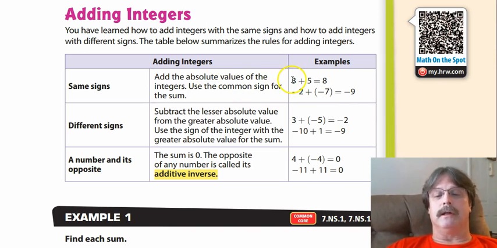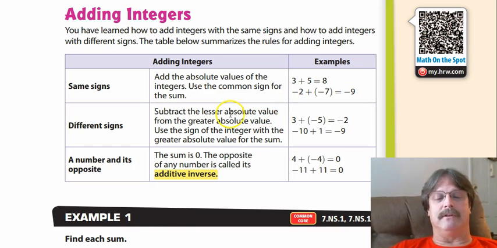Okay, so the first one, 3 plus 5 equals 8, so those are 2 positives, have the same sign. You've been doing that since 1st grade. This one, very similar. Negative 2 plus negative 7 equals negative 9. So you take the absolute value of negative 2, which is 2, plus the absolute value of negative 7, which is 7. So that becomes 2 plus 7 equals 9. And then we take the sign of both numbers, since it's negative, and it becomes negative 9. So that's another way of looking at it.